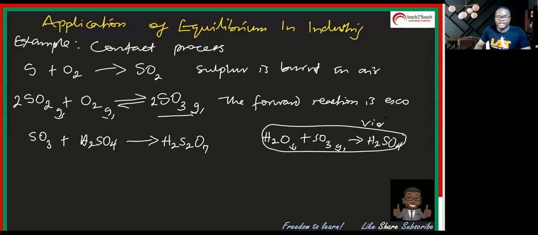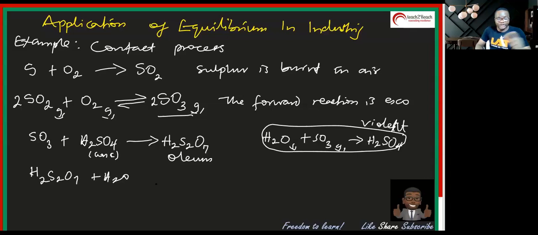Of course, as you produce in industry, we want to talk about the issue of safety. So they have to dissolve it in concentrated sulfuric acid, and that gives us oleum. When that is done, your oleum is now further dissolved in water. So water can now be added to the oleum to produce your sulfuric acid.